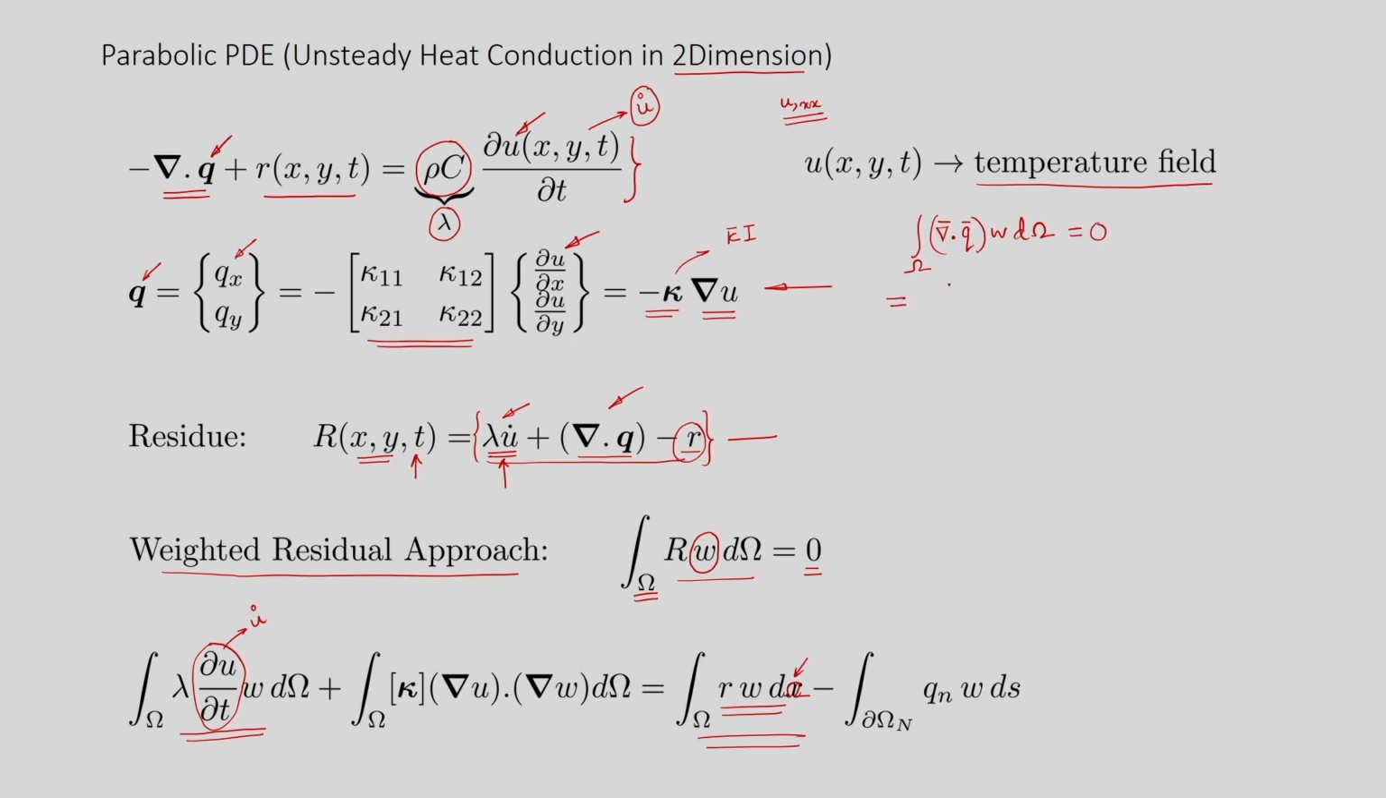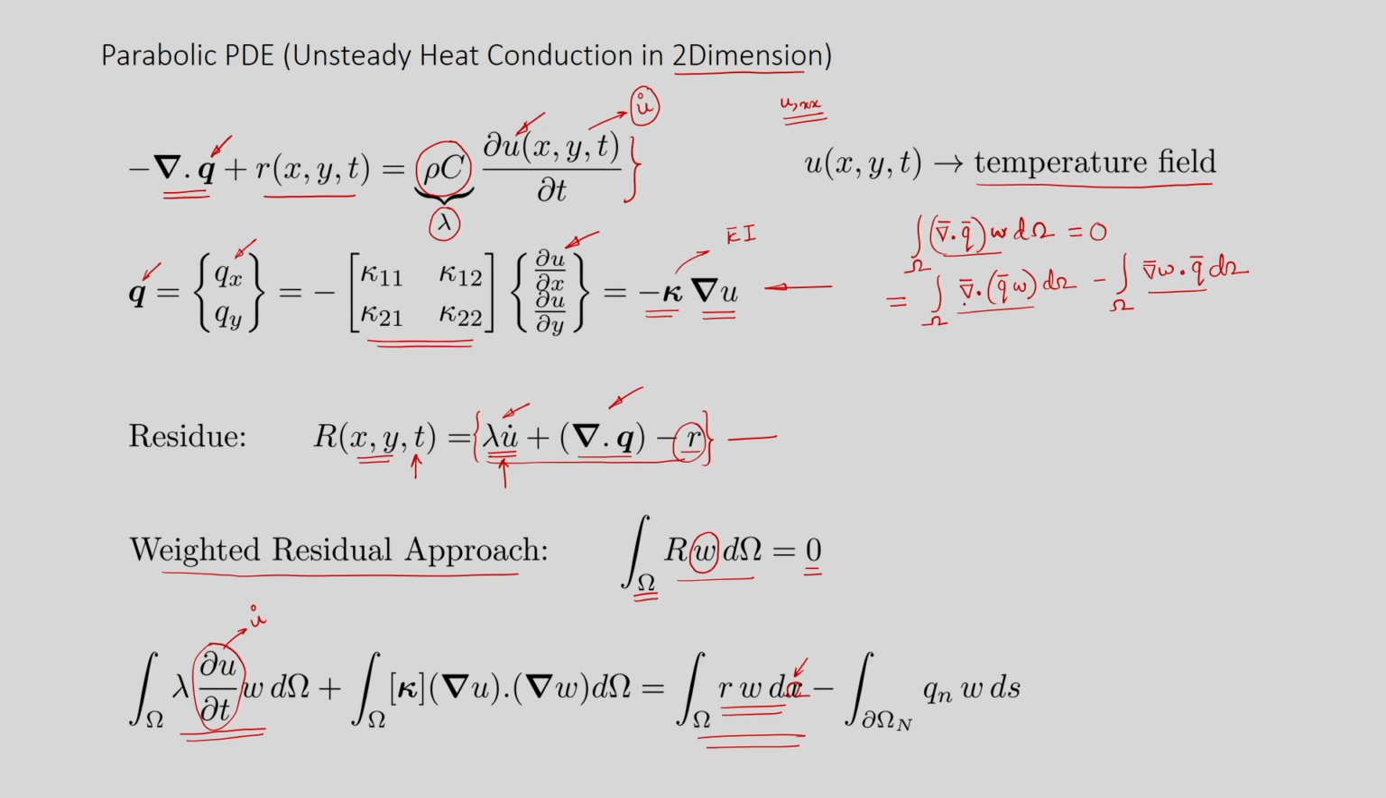So, as usual we will write this as integration of del dot q w d omega, so this is small w, minus integration over omega of gradient of w dot q d omega, because this is equal to this plus this. So, that is why we are writing this.